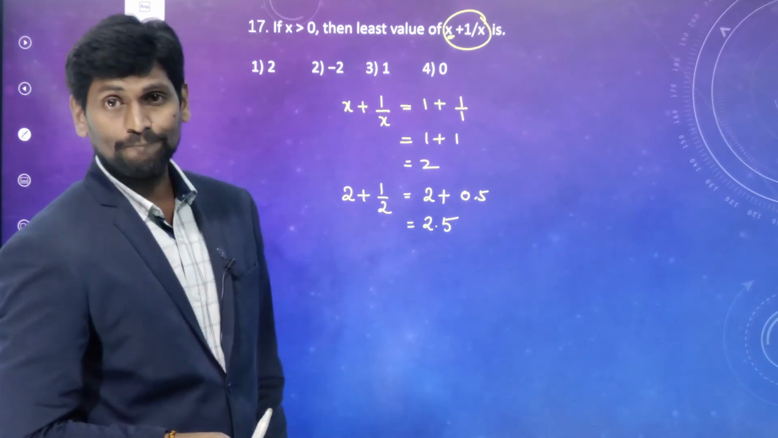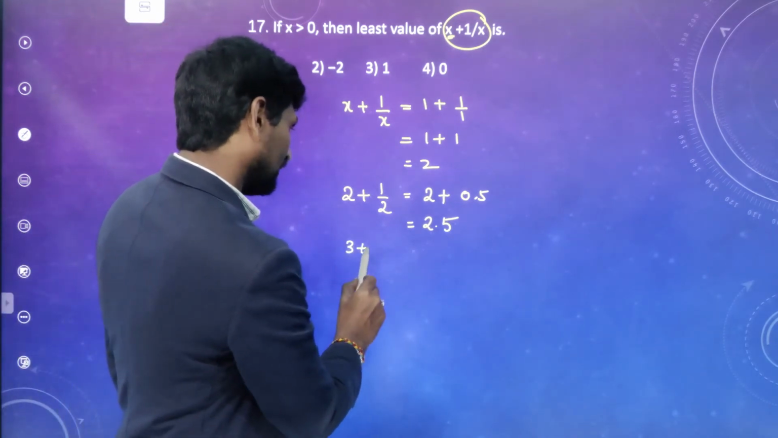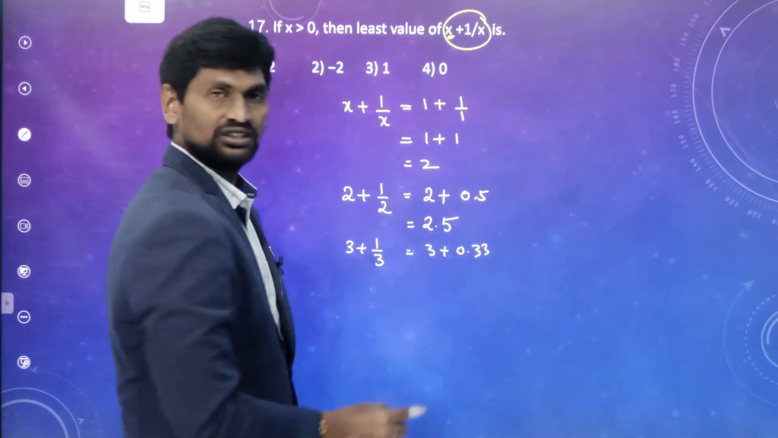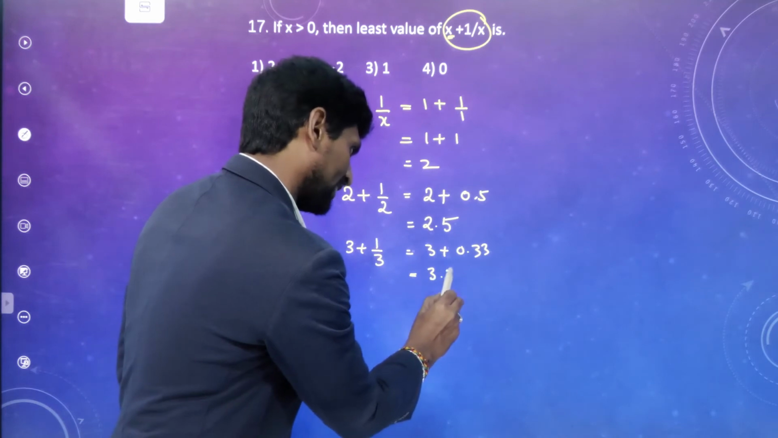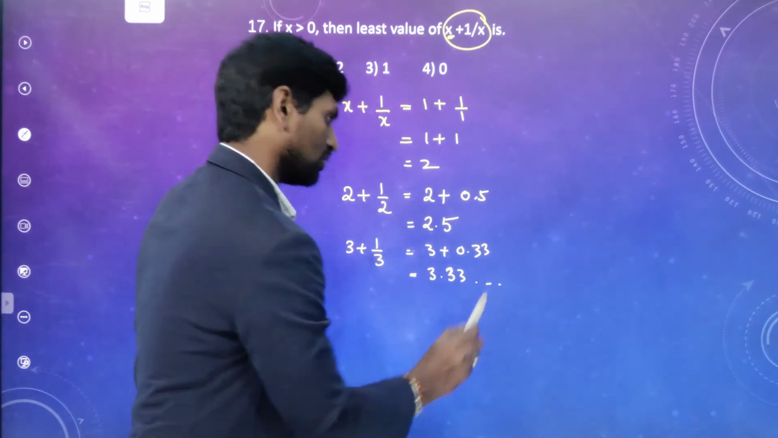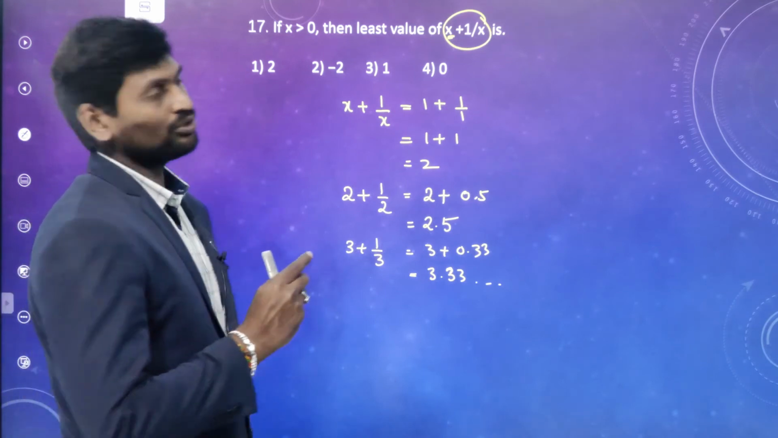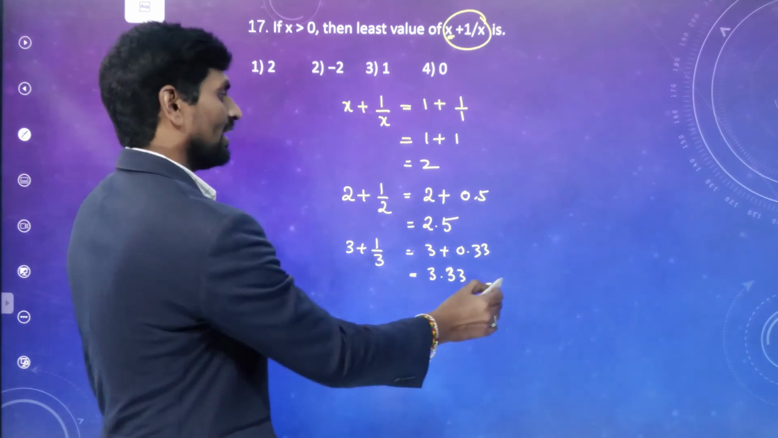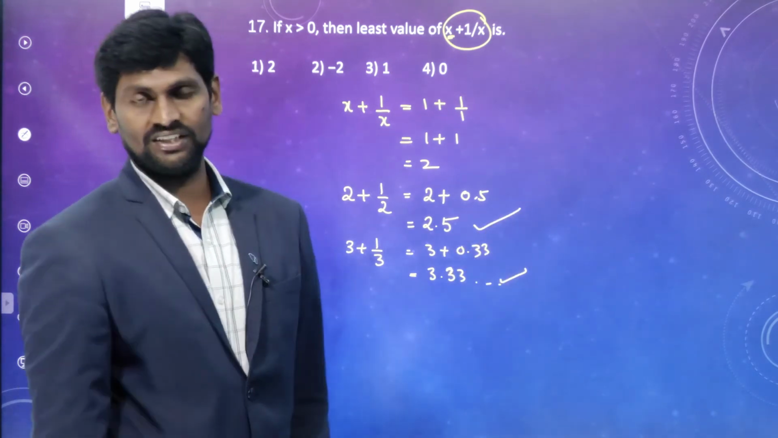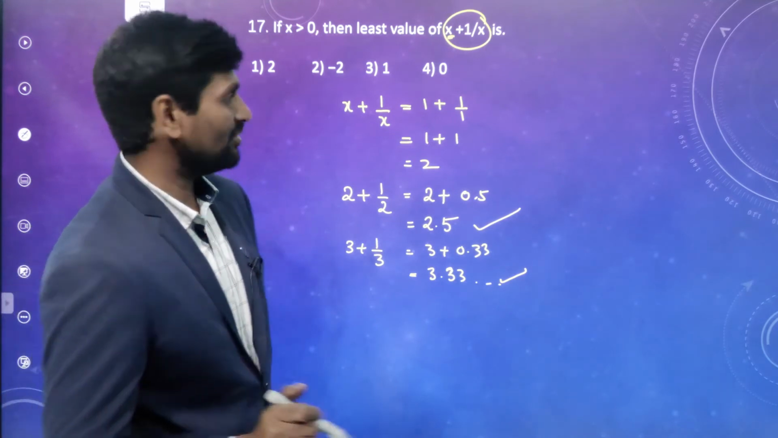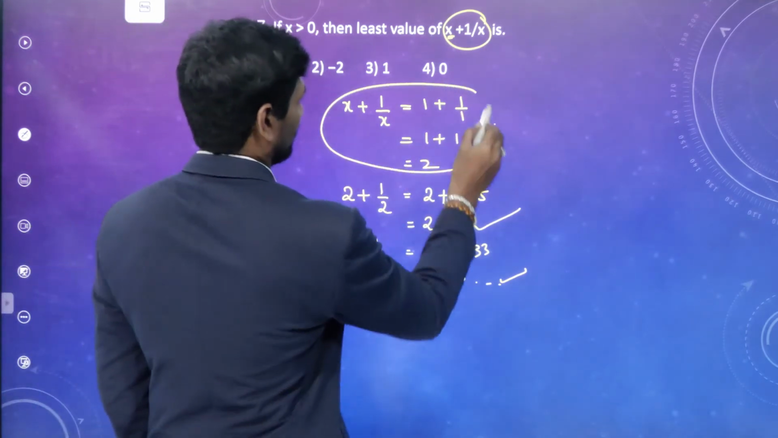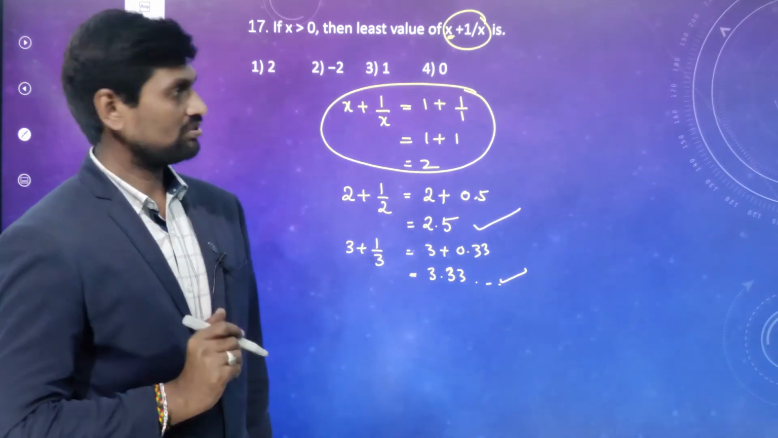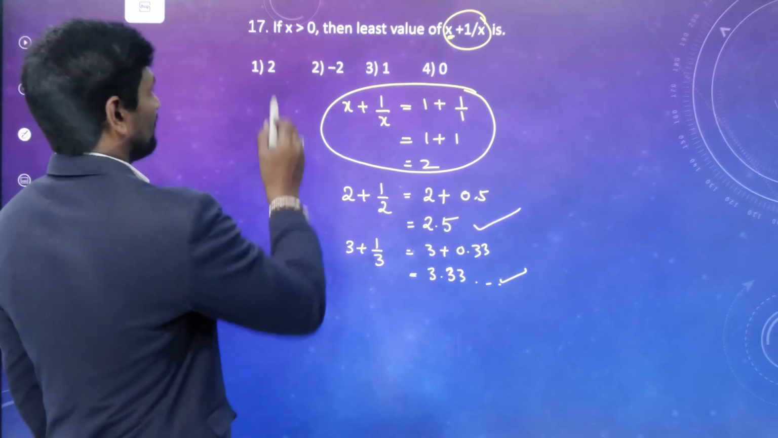If you take 3, it will be 3 plus 1 by 3, that means 3 plus 0.333 and so on. So the answer will be 3.33 and so on. That means if you're taking x values continuously like 1, 2, 3, 4 and so on, the x plus 1 by x value is increasing but not decreasing. So among them, what is the least value? The least value always comes when we take the least number, because x is positive, greater than 0. So the x plus 1 by x value is 2.